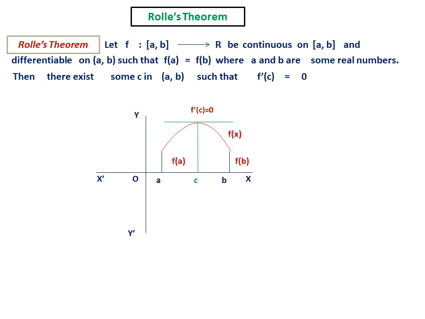That means whenever the curve is continuous, with the condition that f(a) and f(b) are the same, then in between there is one point c where f'(c) is 0. That is, the derivative of the function is 0. This is what Rolle's theorem says. The proof of this theorem is not in the syllabus.